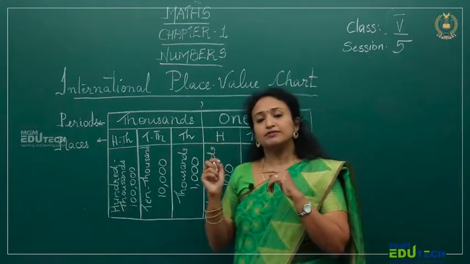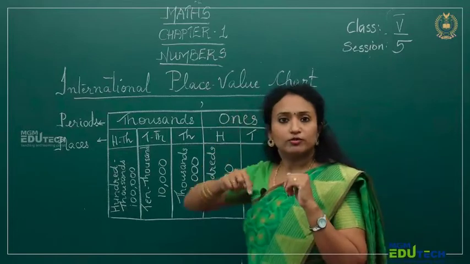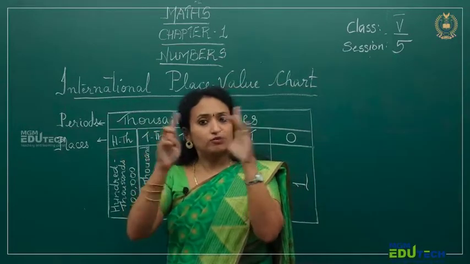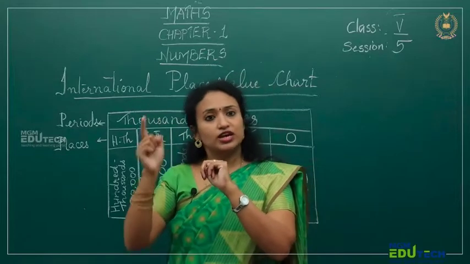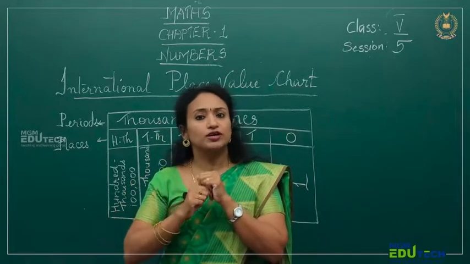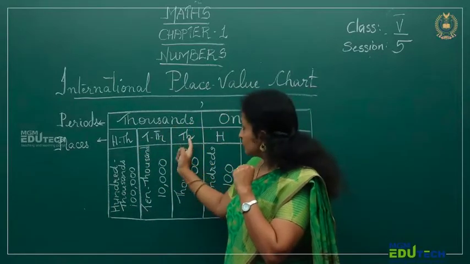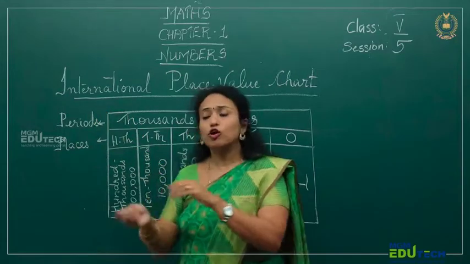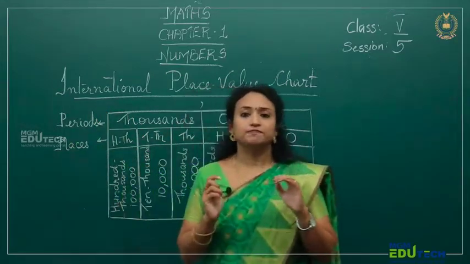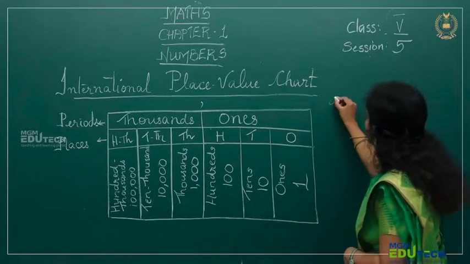Understood? Whereas in an Indian place value chart, how was it? After the ones, tens and hundreds, you put a comma. Then the thousands period had just two places, so after your thousands and 10,000s, you used to put a comma. But here, how is it? After thousands, after 10,000s and after 100,000 is where you have to put a comma when the numbers become bigger. Okay. So for example, let's take an example.